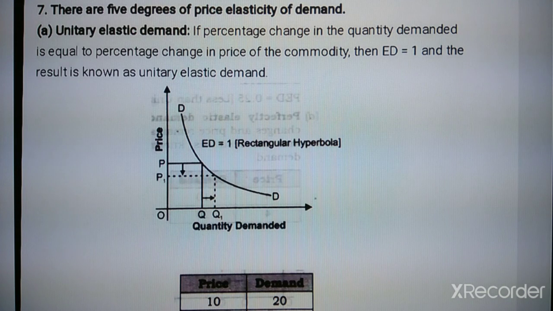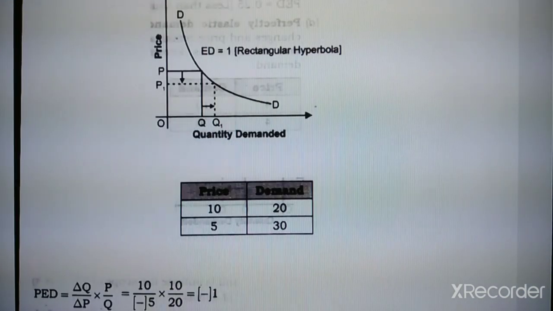So this we call unitary elastic demand. Now on the screen you can see the graph for unit elastic demand. It's a curved line sloping downwards, and this curve is called a rectangular hyperbola.